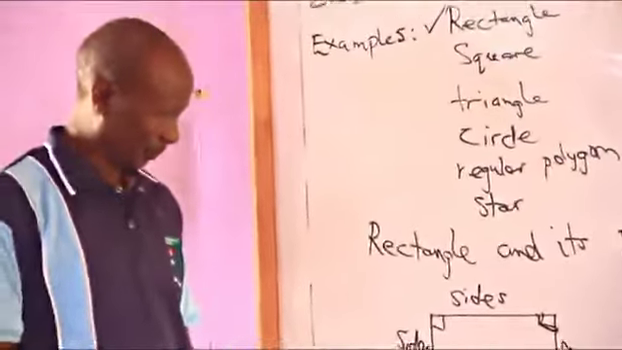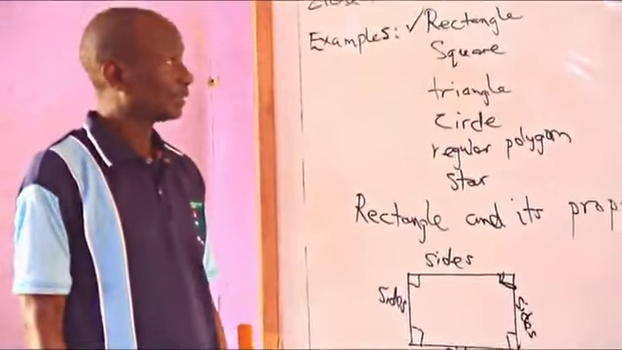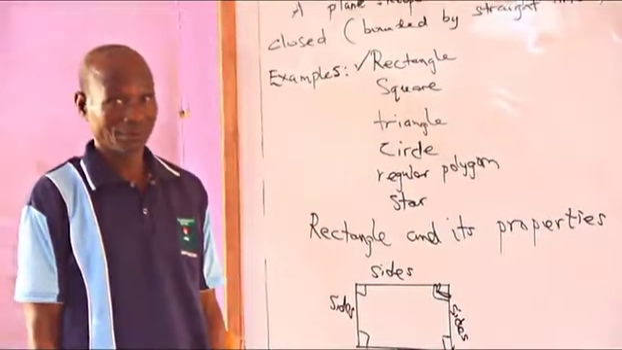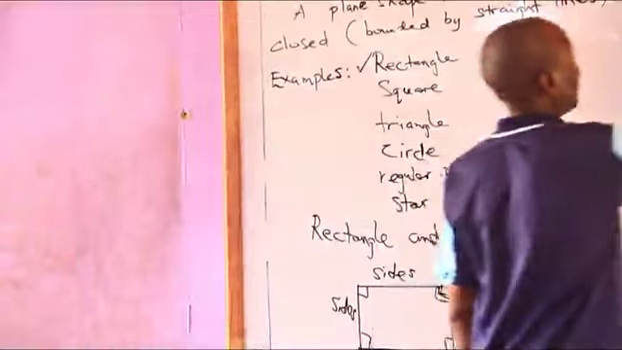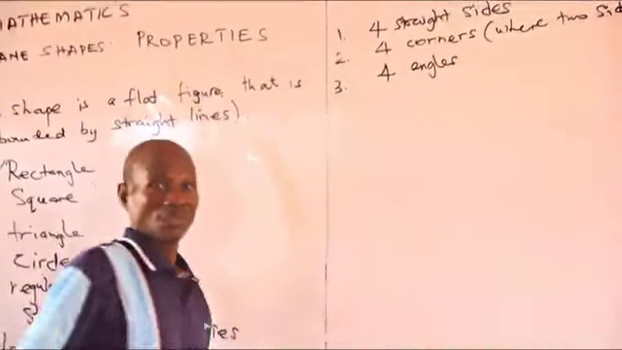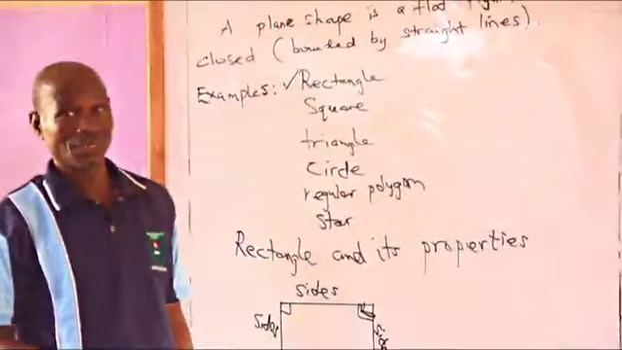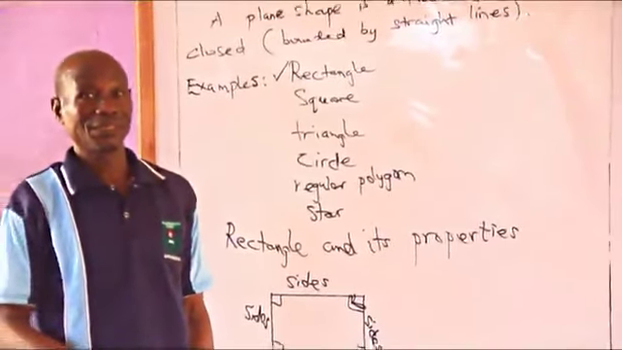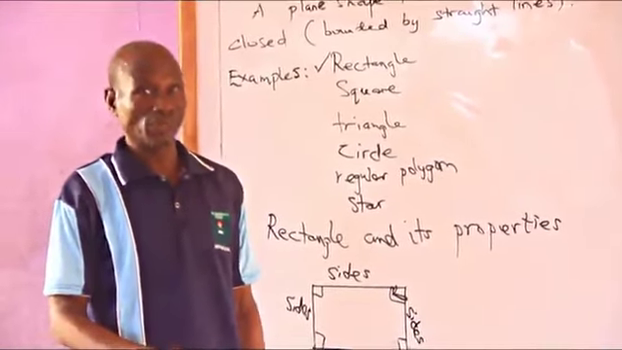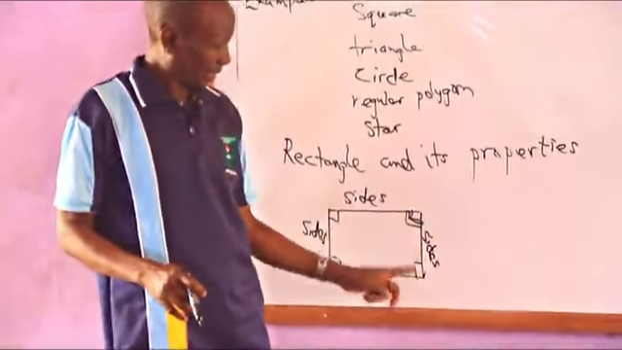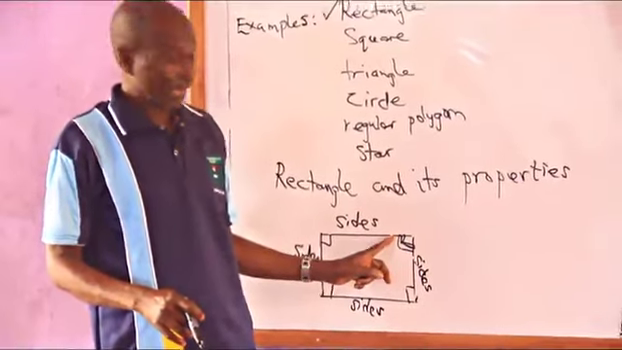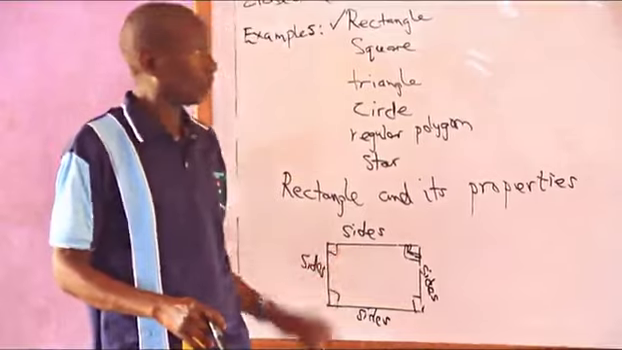Now we want to look at where the 2 sides meet. It forms an angle. So it also contains 4 angles. From our definition, angles are just the amount of rotation between 2 straight lines that meet at a point. We look at this side here and this side, they meet here. So the amount of rotation here is the angle. So if you look at the diagram, it has 1, 2, 3, 4 angles.